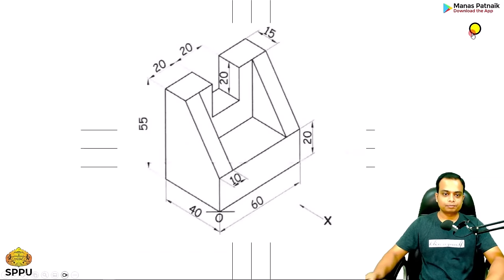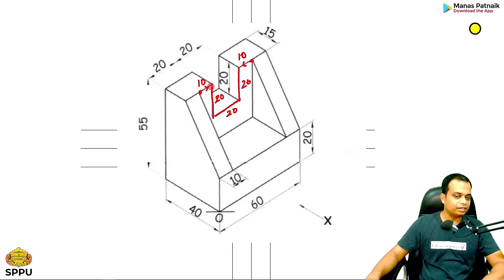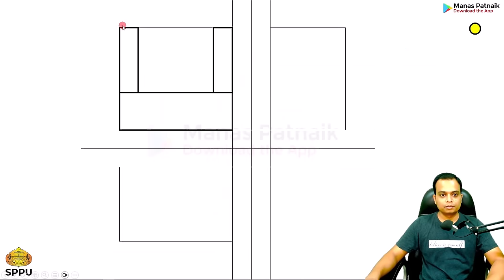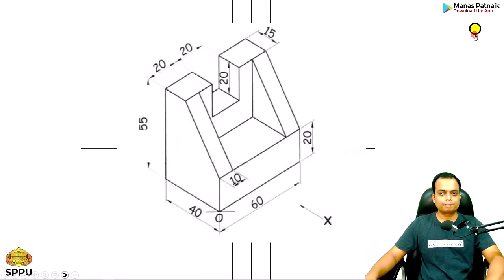Easy. Now, this is 10, assuming you are right here. And then you need to go down 20, take a left. 20 again, go up 20. So this is what you need to do. Very easy. 10, then 20, 20 and 20. 10, 20, 20 and then join them. Simple. Front view is almost done. Let me check. Yes, it is done. Okay, no need to worry.